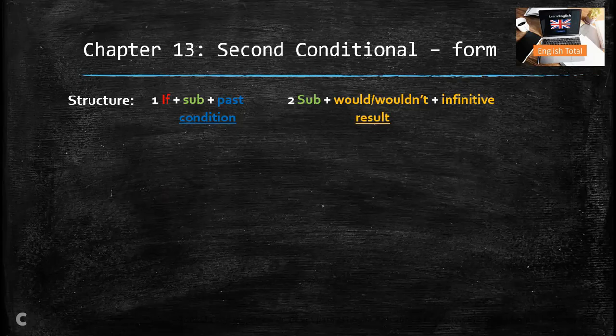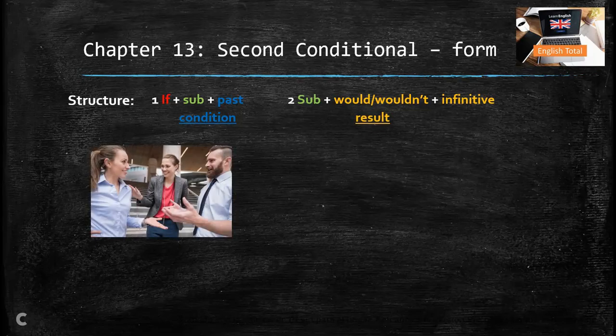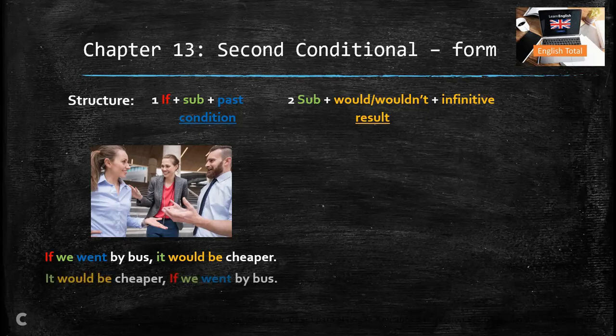Here are some examples. If we went by bus, it would be cheaper. Now, just like with the first conditional, you can change the order of the sentences with no change in meaning. It would be cheaper if we went by bus.